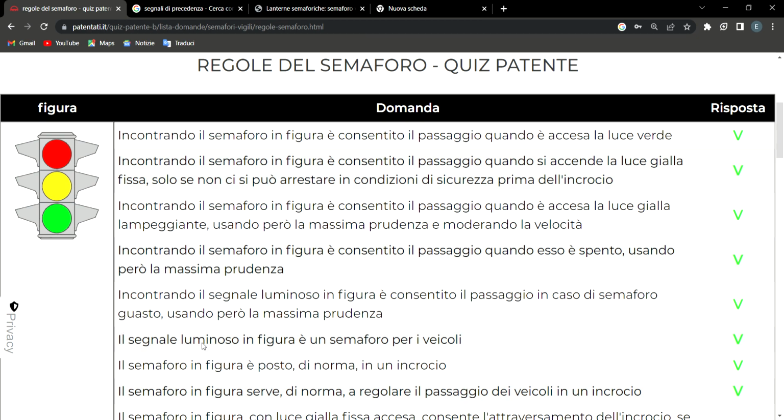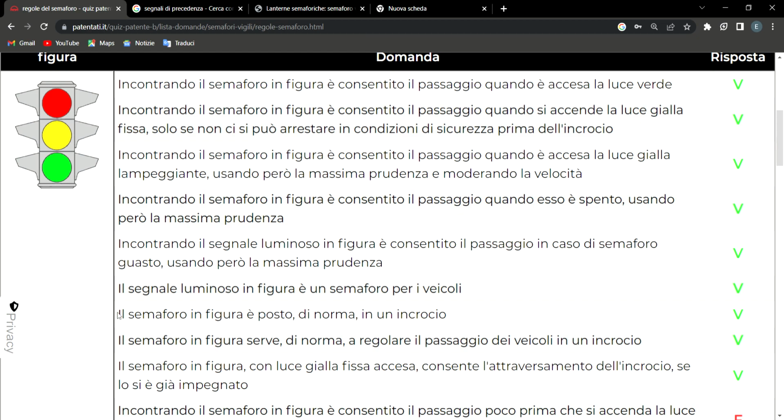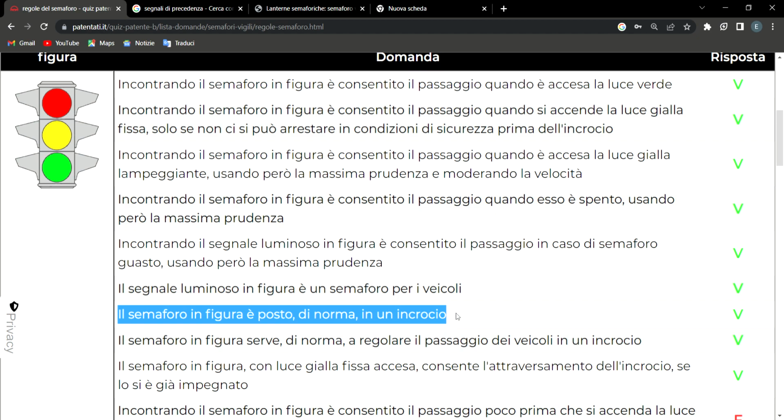So it says: il segnale luminoso in figura è un semaforo per veicoli. È vero. So it says this very sign, the traffic light, is a sign used for vehicles. The traffic light is for vehicles. So this is the reason why this one is also vero. Another one again says: il semaforo in figura è posto di norma a un incrocio. È vero. This very traffic light is normally found in every junction. So this is the reason why this one is vero.